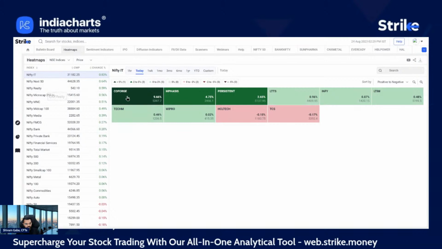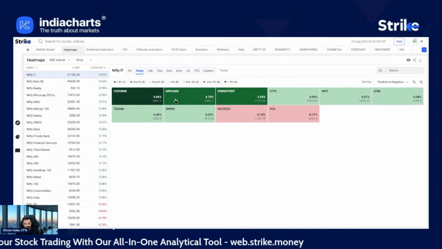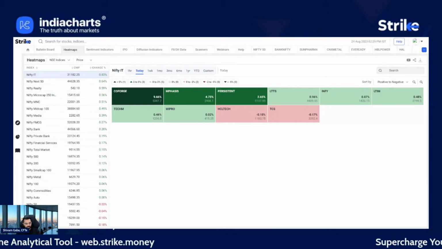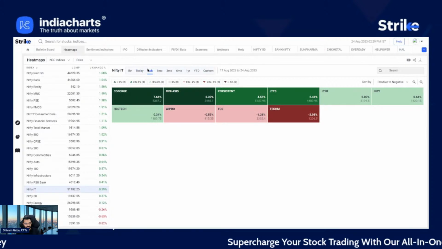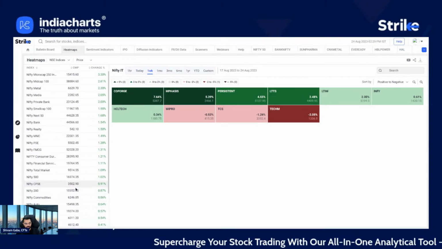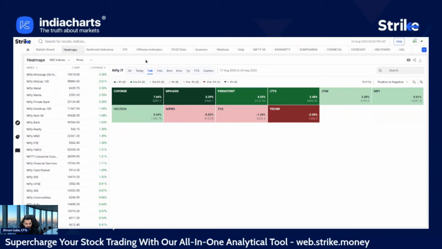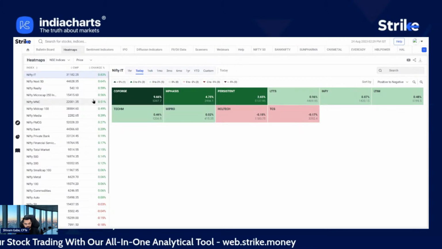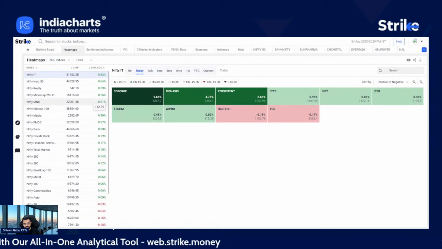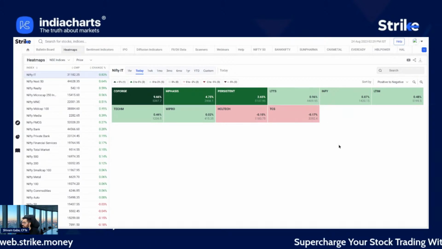And in IT, Coforge and Mphasis have taken the lead. So IT itself looks to be leading today, but that may not be true on all different time frames. If I look on weekly, then IT is quite below, and sectors like midcap and microcap come at the top. So there is rotation between sectors, and one needs to treat each sector or each chart on its own.